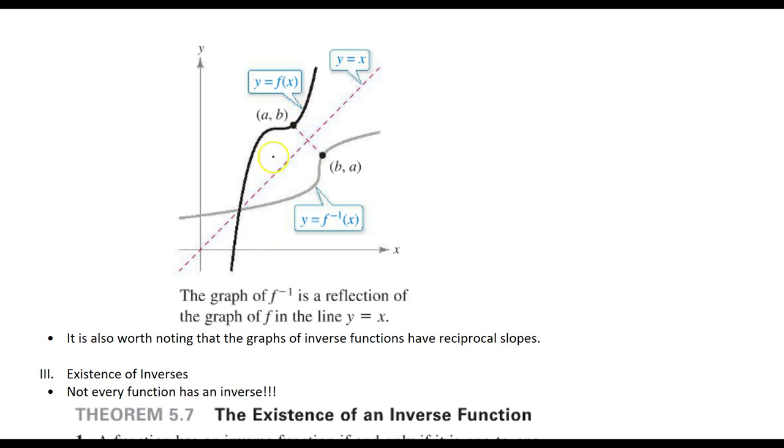So basically the graph is reflecting over the line y equals x. And it's also worth noting that the graphs of inverse functions do have reciprocal slopes. So you would expect that that would happen. And we'll get to that more later on when we talk about the derivatives.